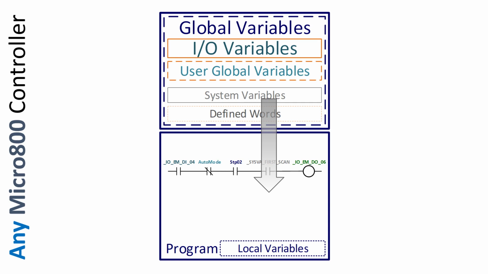Just looking at my rung right here, this rung would only be true during the first scan when you go into the run mode, okay? And the memory location is located in the system variables data file.